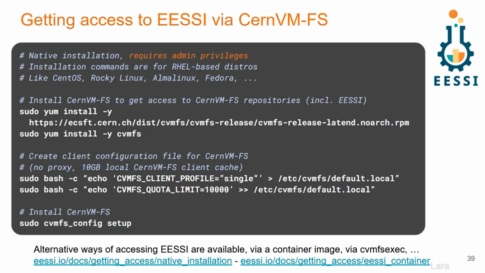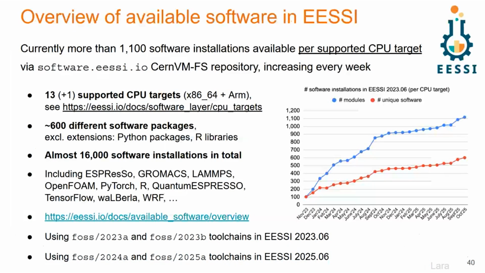These are the commands that you need to run on a RHEL-based distro such as CentOS, but we also have instructions for others. And in the slides, you can find the link on how to install it natively or using a container. For a container, you don't need root access, only Apptainer available on the system.